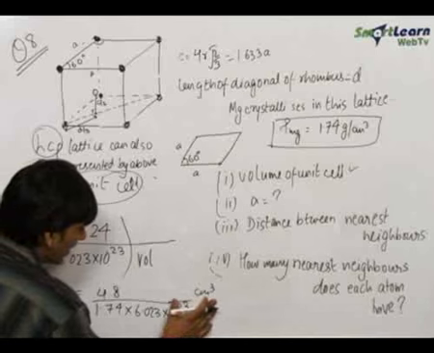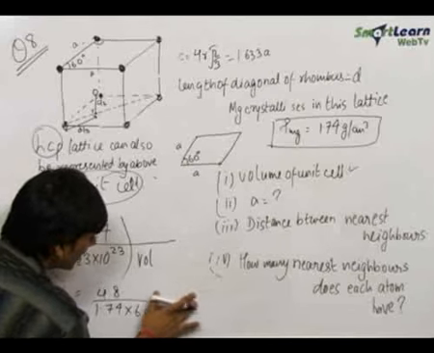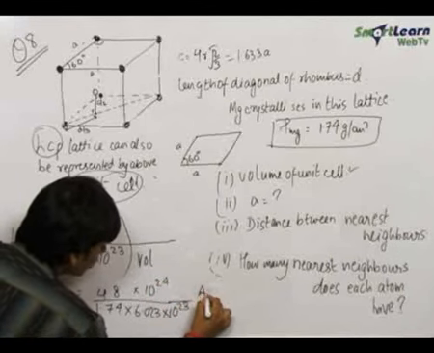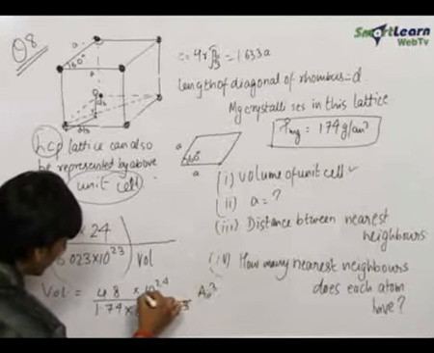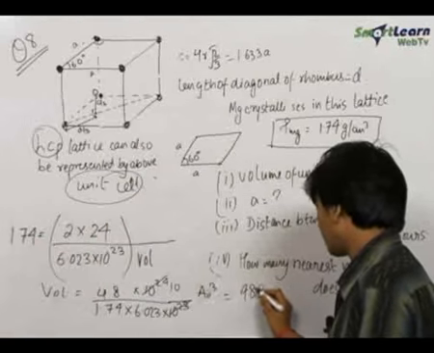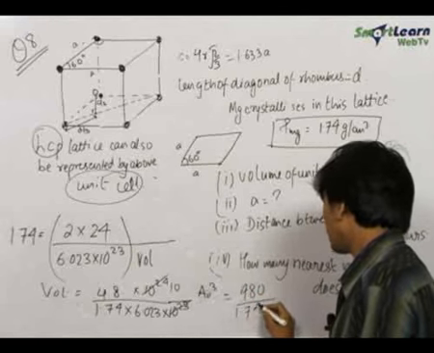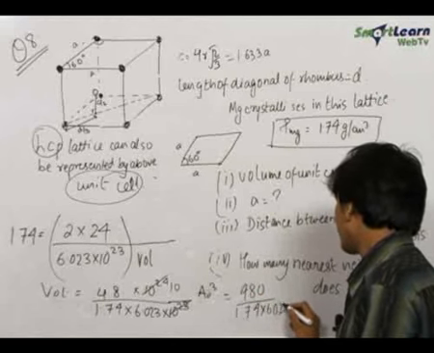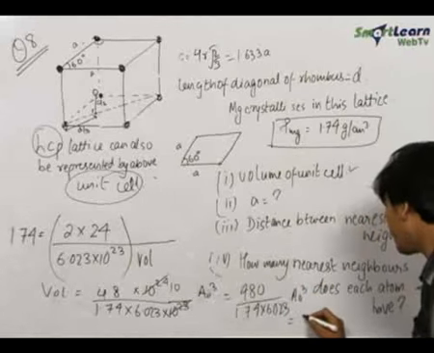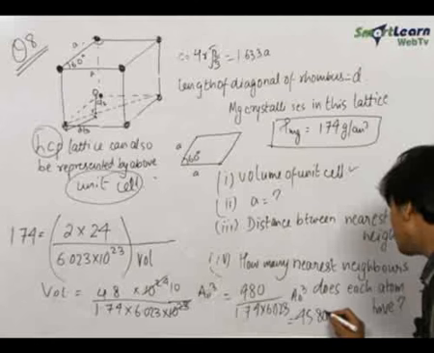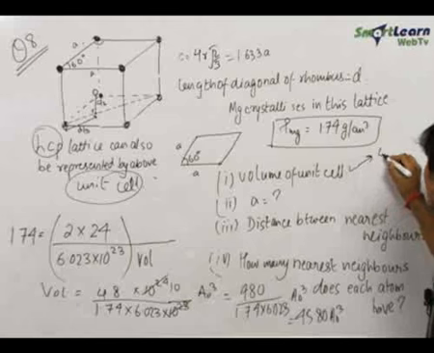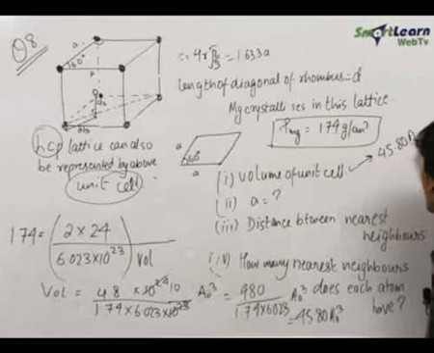Now let us solve it in angstrom. Therefore, 1 centimeter is 10 raised to power 8 angstrom, so we can write 10 raised to power 24 angstrom cube. This gets cancelled over here to give us 480 upon 1.74 into 6.023 angstrom cube, that is 45.80 angstrom cube. Therefore, we get the first answer: the volume of the unit cell is equal to 45.80 angstrom cube.